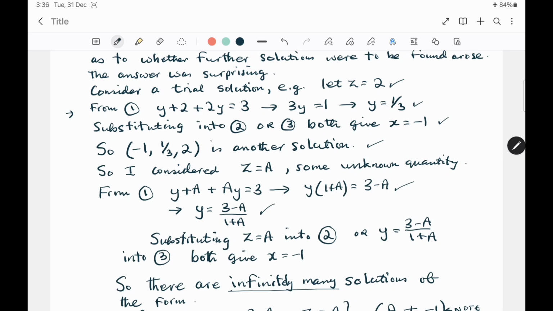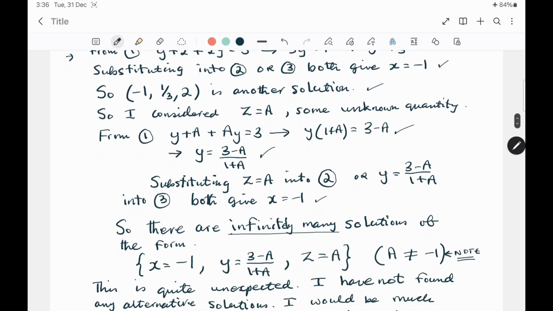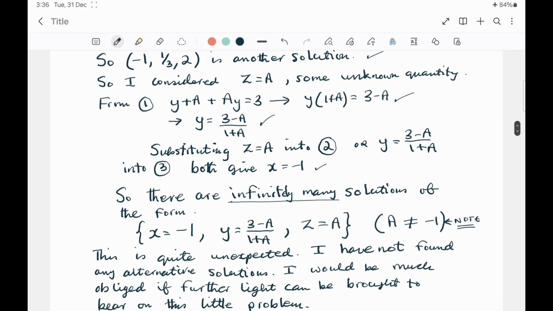So what we've got here is z equal to a and y equal to (3 minus a) over (1 plus a). Now substituting z equals a into equation 2, or y equals (3 minus a) over (1 plus a) into equation 3, both then give x equal to minus 1. So it seems that there are infinitely many solutions for this equation. This particular solution set will be x equals minus 1, y equals (3 minus a) over (1 plus a), and z equals a.